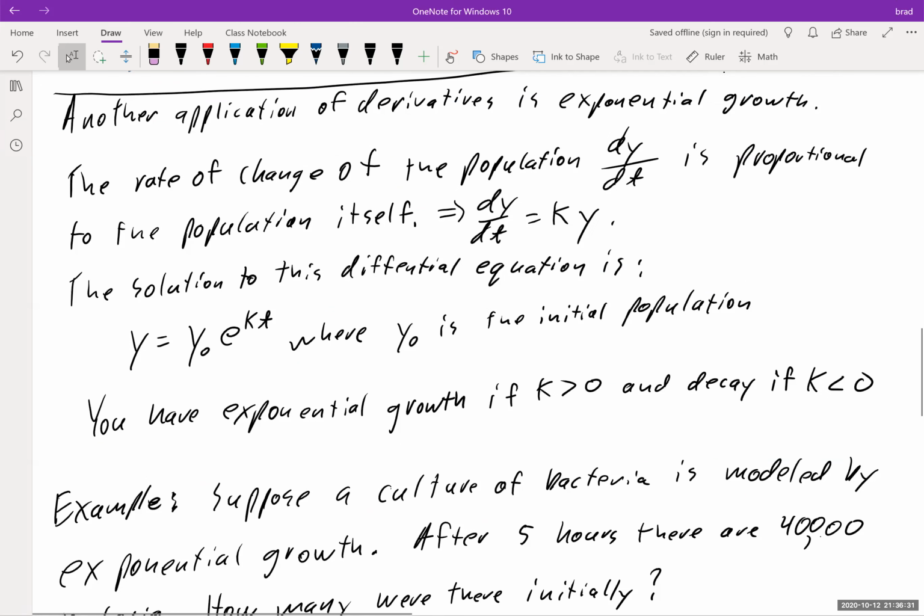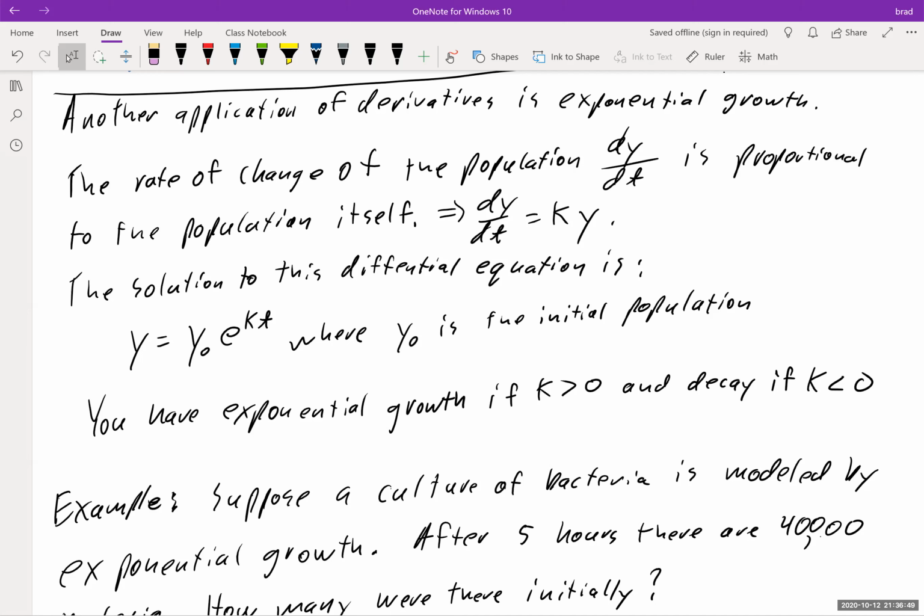So another application of derivatives is exponential growth. And again, this section is just kind of a catch-all. I don't go crazy in depth to it, so this will be a little bit shorter video than normal. And it says the rate of change of the population, dy/dt, is proportional to the population itself.